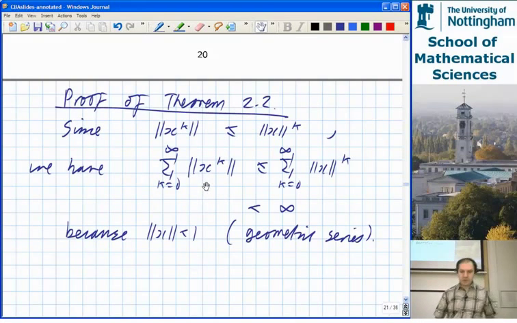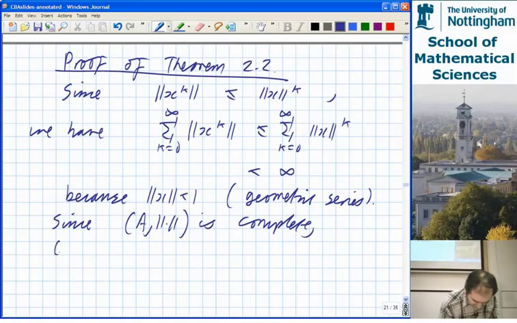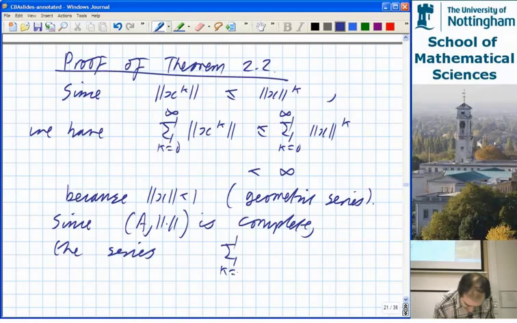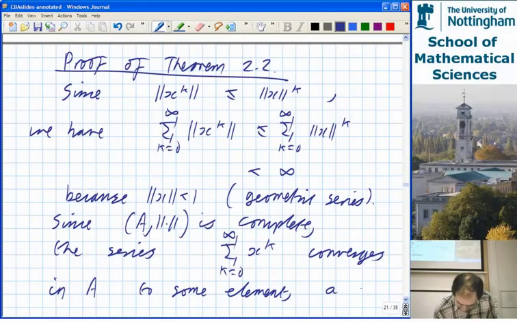So, since the sum of the norms converges, and because we're dealing with a Banach space, a Banach algebra in fact, so since A with norm is complete, the series sum from k equals 0 to infinity of x to the k converges in A to some element which we'll call A, say.